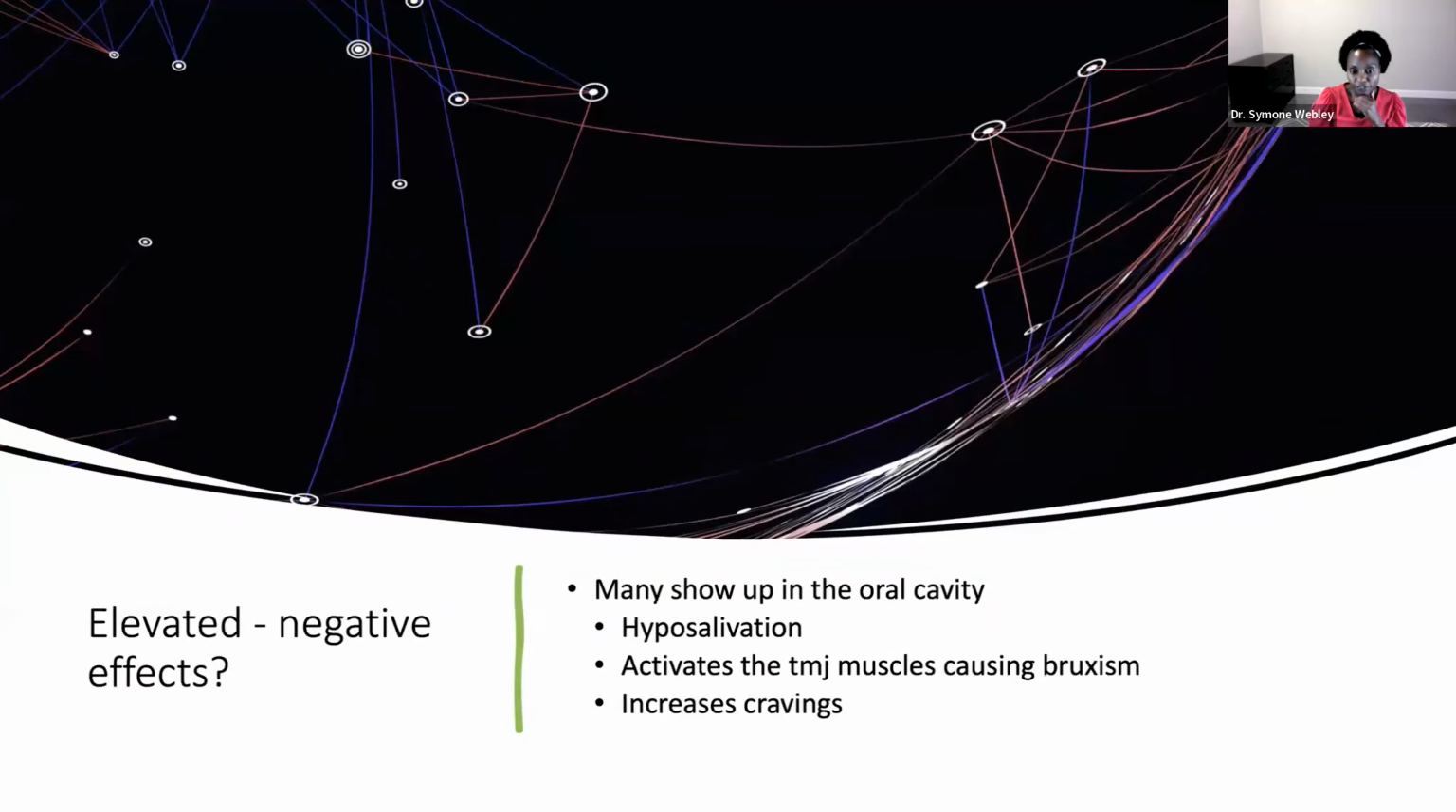Some of the negative effects show up in the oral cavity, or many of them show up in the oral cavity. There's hyposalivation, which just means not enough saliva. The saliva's job is to help to buffer the pH that is in the mouth, and to keep bathing the teeth and rinsing away the acids that are produced from the bacteria that's in the mouth. But methamphetamine causes there not to be enough saliva.